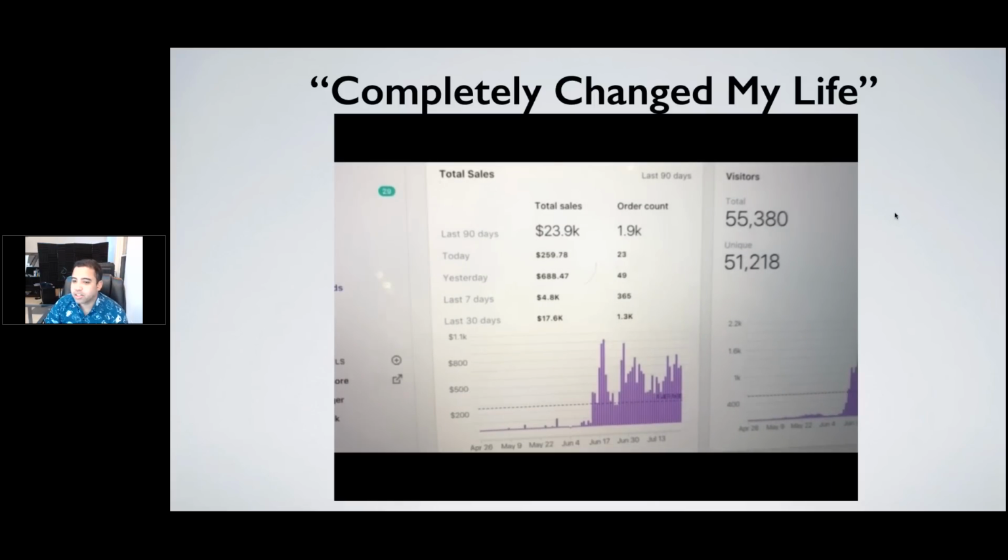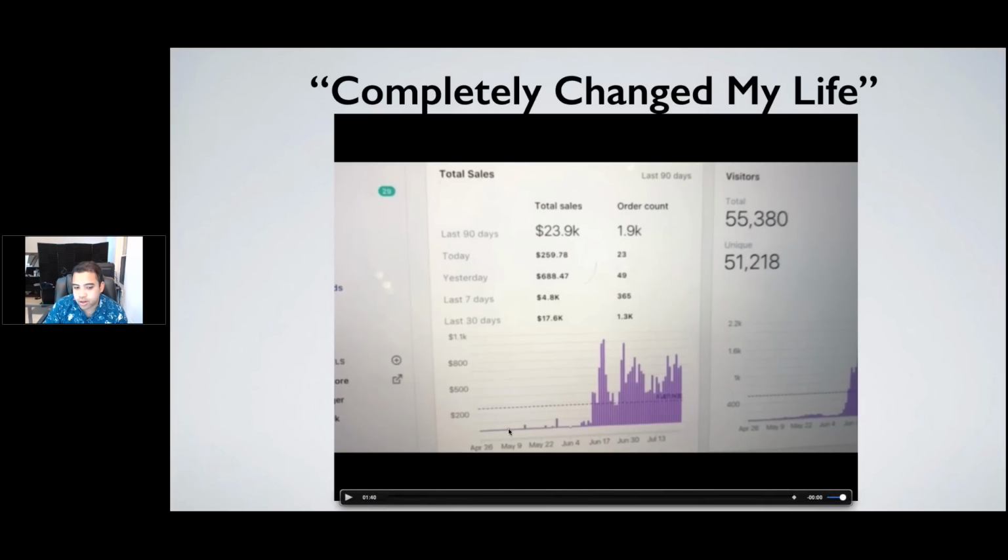But that's basically Stoney. He's one of my students. He started from zero. Look at this right here. Right around April, you can see he had a few sales, and then for weeks and weeks and weeks, he had sales here and there, but not really consistent, right? And then boom, right here. He said June 9th, right around here. Boom. Sales, sales, sales, sales, sales.